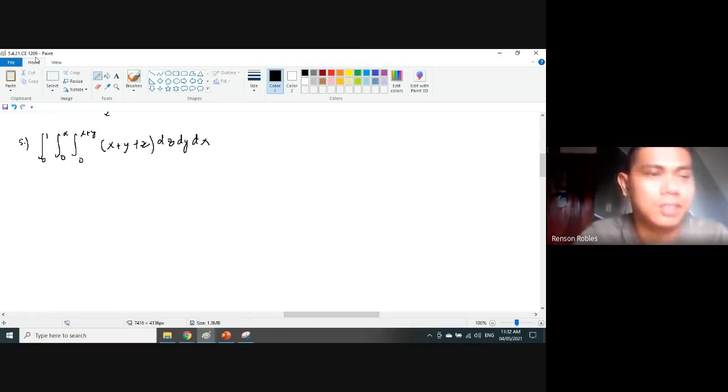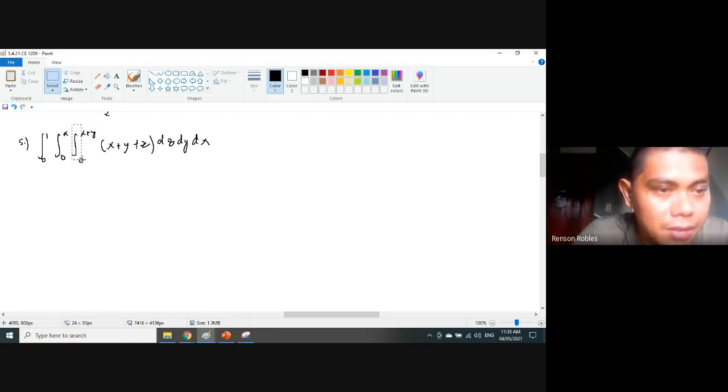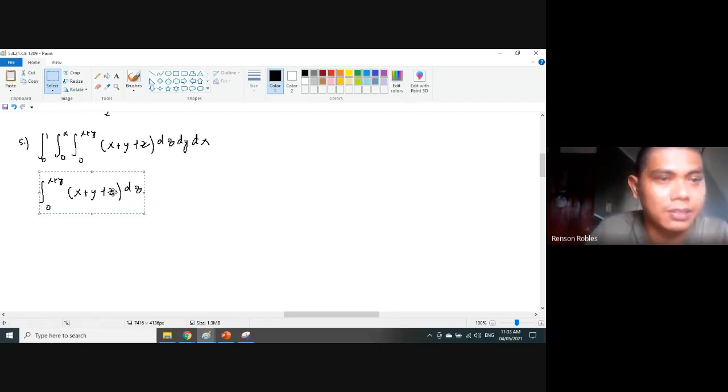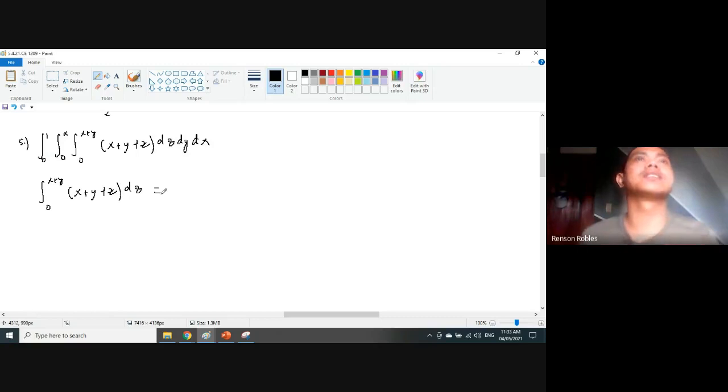So again, we start at the inner part. We get this part, and we are now integrating with respect to z. And I ask someone, you tell me the integral if you really comprehend our lesson. Can I ask someone? Integrate with respect to z. x and y are treated as constant. What's the integral?